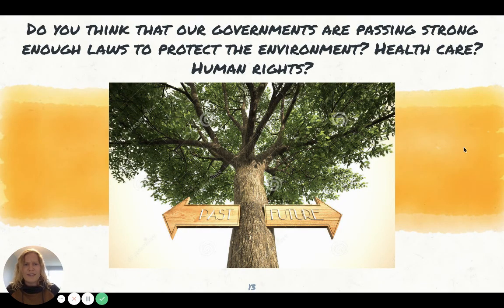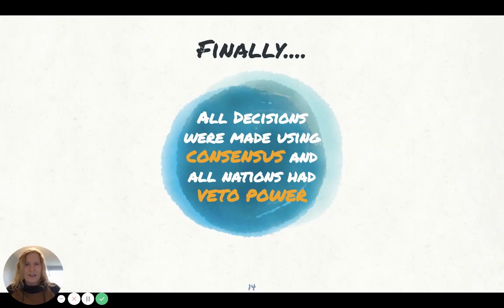So I want you guys to kind of think about, and you're going to get this question in your concept check this week as well. Do you think that our governments are passing strong enough laws to protect the environment, healthcare, human rights? Do you like the 7th generation? Do you think it would be really good for people to be always considering that 7th generation when they're making decisions? Is there anything bad about making that decision and always thinking about the 7th generation? It's just kind of an interesting concept because there's definitely pros and cons for both.